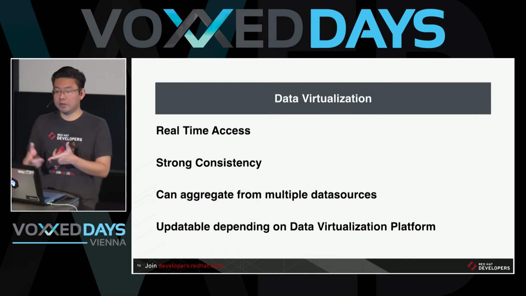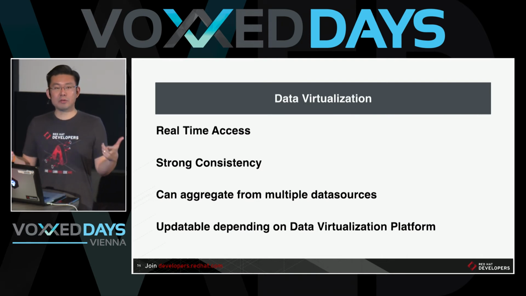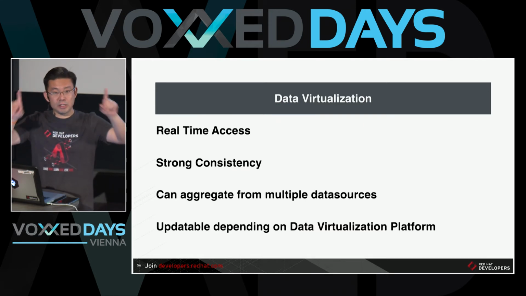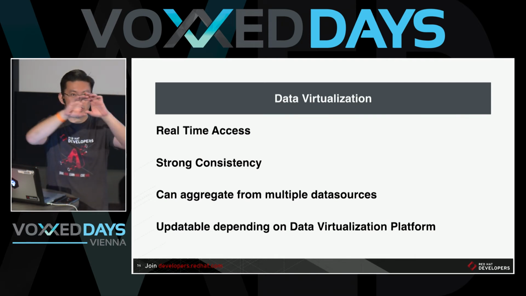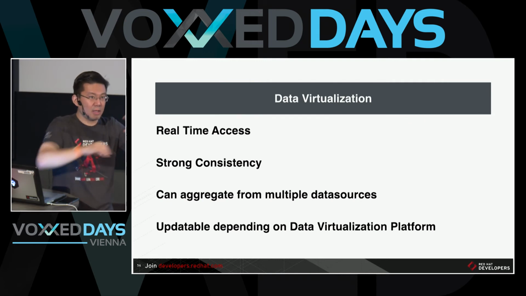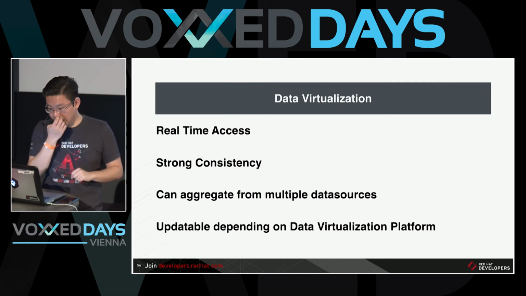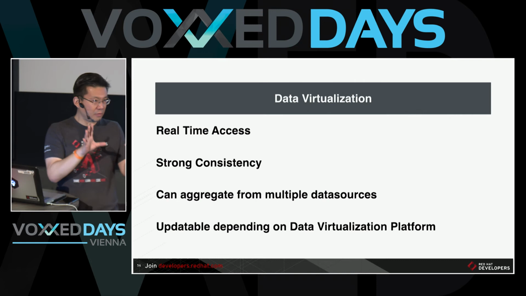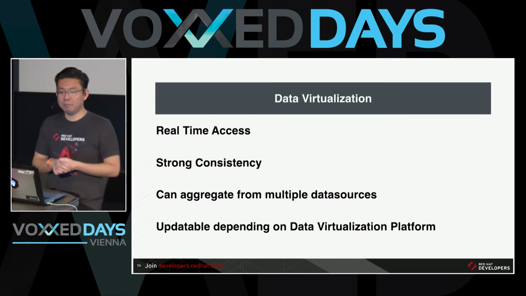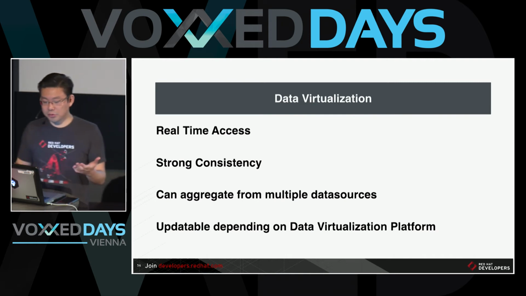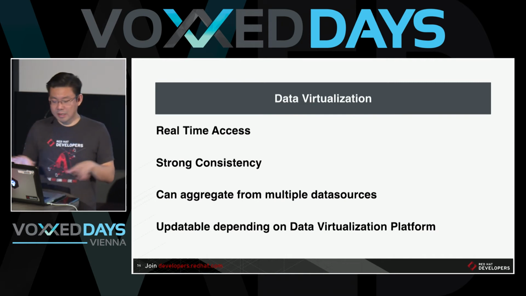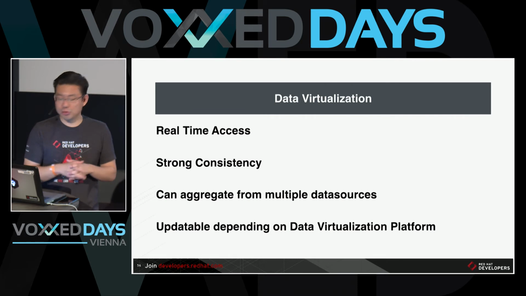This is one of my favorites, data virtualization. Data virtualization means that you're going to create a virtual database on top of your physical database, initially with exactly the same schema. Data virtualization allows you to have real-time access because it's just a virtual layer, but you're reading from your real tables. It's strongly consistent because you have transaction semantics in the virtual database too. It can aggregate from multiple data sources depending on the product that you choose. And again, it's updatable depending on the data virtualization platform that you choose.